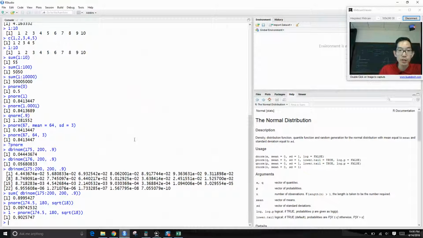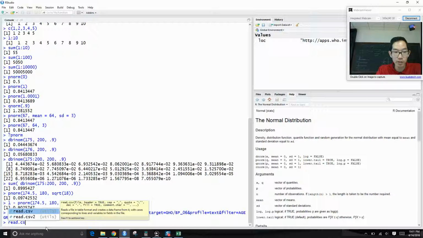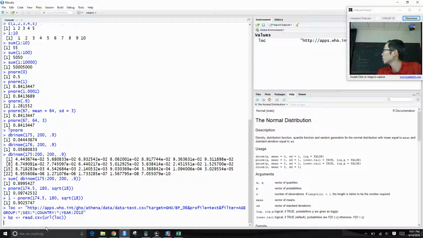So you're going to want to load this into R. You can load this in here with read.csv, and I'm going to do the URL of the location, and I'm going to store this as blood pressure, okay? And this is a command that should get our data loaded, and it does.